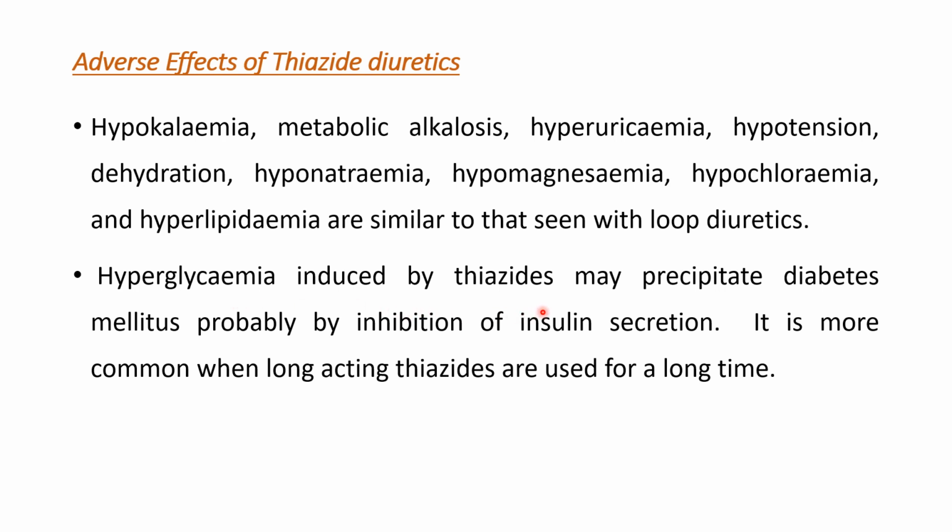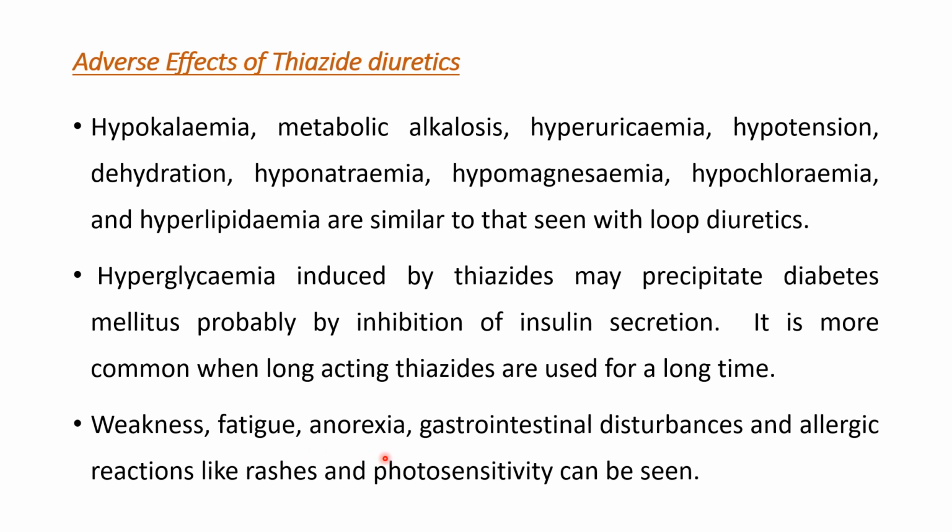Hyperglycemia induced by thiazide may precipitate diabetes mellitus, probably by inhibition of insulin secretion, and it is more common when long-acting thiazides are used for a long time. So basically we can see here that we cannot give thiazide diuretics to a diabetic patient because it will precipitate diabetes by inhibiting insulin secretion. Weakness, fatigue, anorexia, gastrointestinal disturbances and allergic reactions like rashes and photosensitivity can be seen with thiazide diuretics.